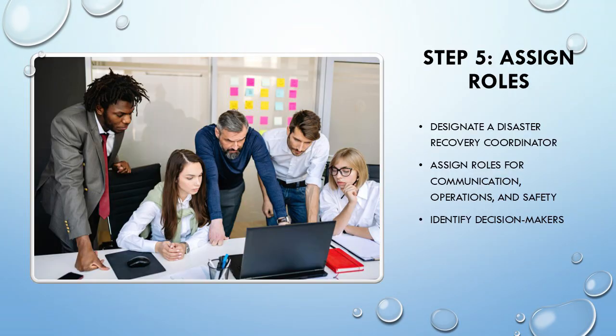Moving on to Step 5, you may need to assign roles so nothing falls through the cracks. Even a small team benefits from clear responsibilities during a disruption. Things like designating a disaster recovery coordinator, assigning roles for communication, operations, and safety, and identifying decision makers before you can't reach people easily to ask questions. This doesn't need to be formal, just clear enough that everyone knows their part and who to call when they aren't the one making that decision.